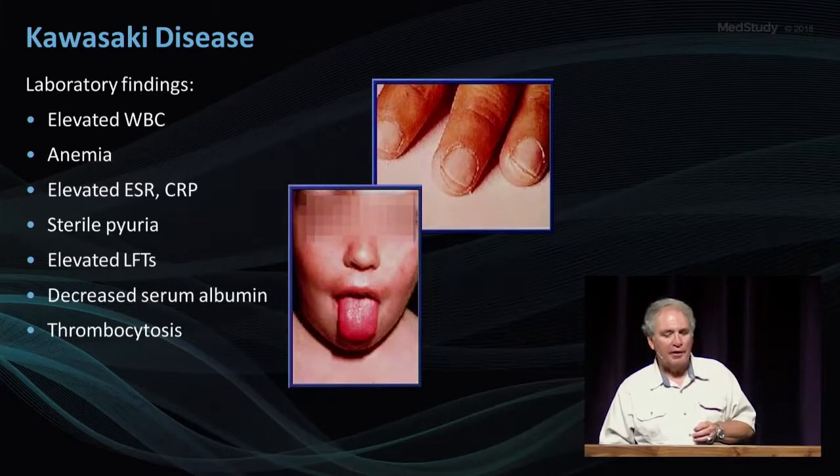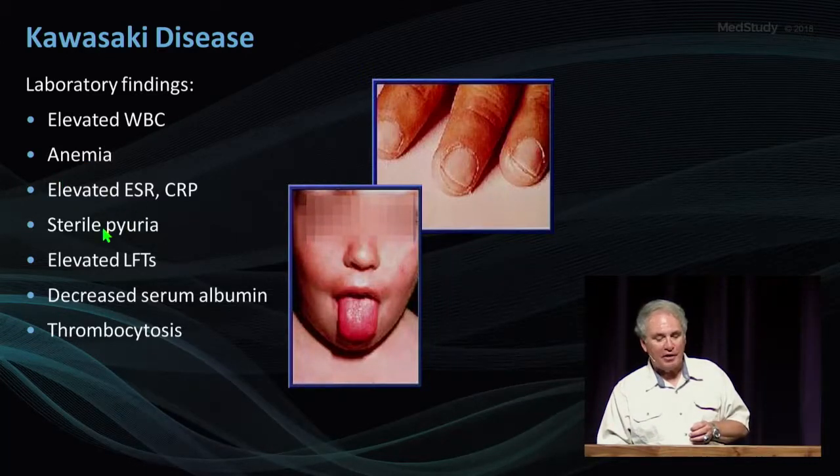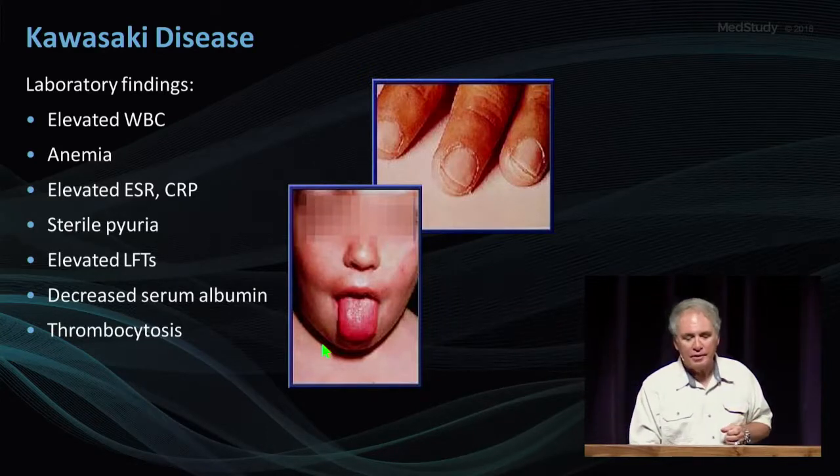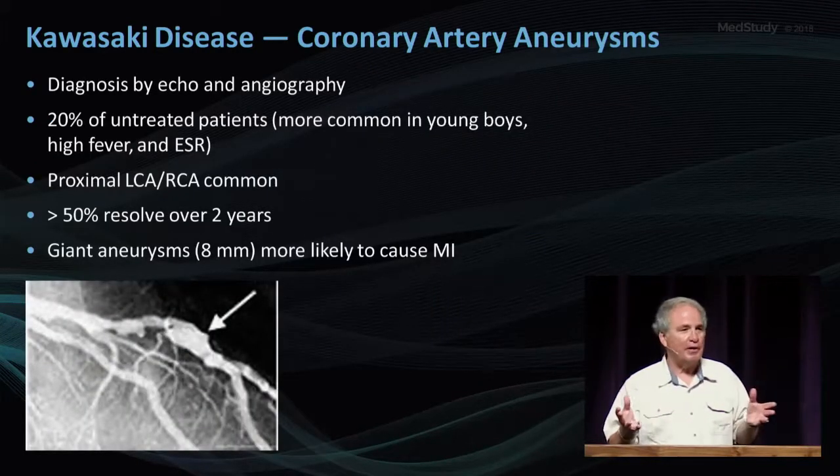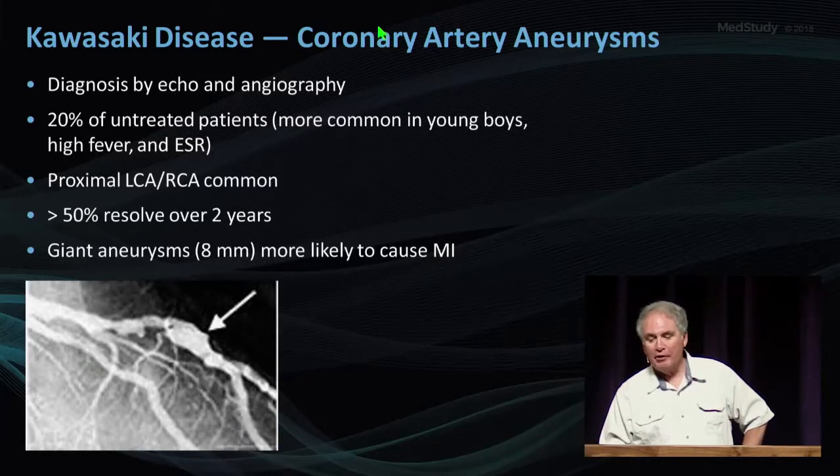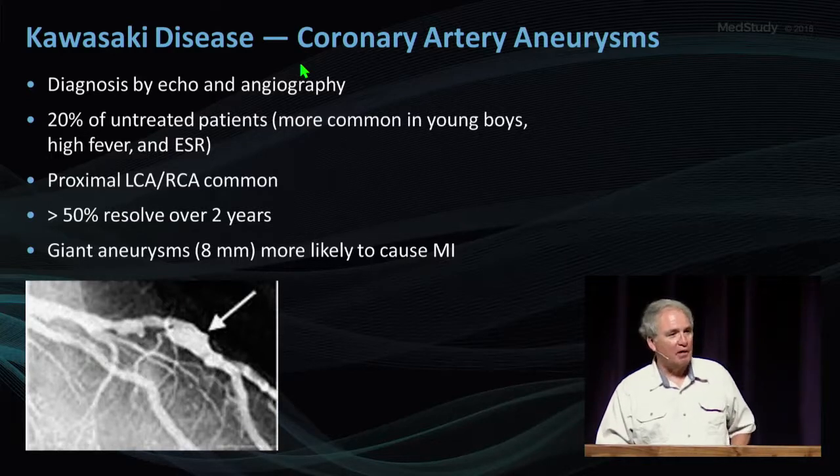Laboratory findings include an elevated white count, anemia, elevated SED rate, sterile pyuria. Often we see elevated liver function panels, decreased serum albumin, and in the intermediate stage and late stages, thrombocytosis, peeling, and the strawberry kind of tongue characteristic of Kawasaki's disease. So what's the heart issue here? Coronary artery aneurysms are the big player, and these are the dreaded consequence of Kawasaki's disease.